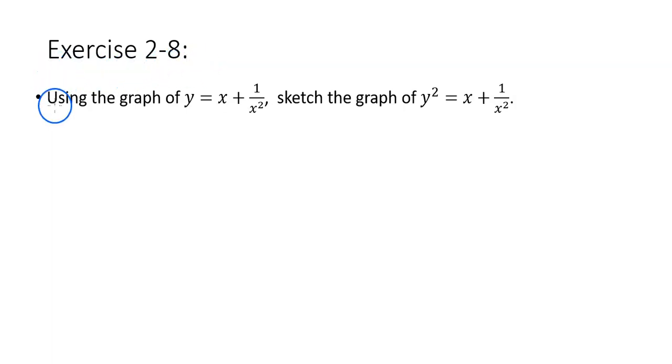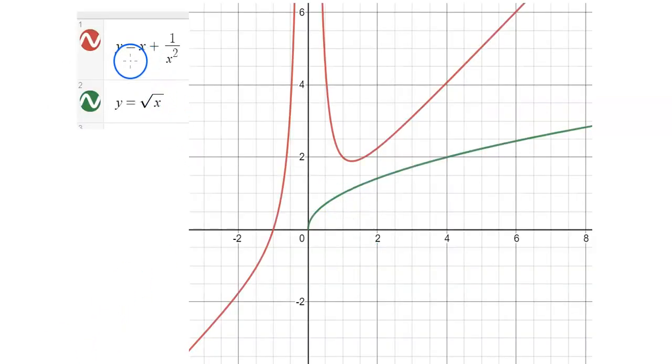Exercise 2.8. Using the graph of y equals x plus 1 over x squared, sketch the graph of y squared equals x plus 1 over x squared. So I've gone ahead and graphed y equals x plus 1 over x squared in Desmos, and our goal is to get the graph of y squared equals x plus 1 over x squared using the techniques that we talked about before. I've also graphed y equals square root of x, which we'll see comes in very handy.